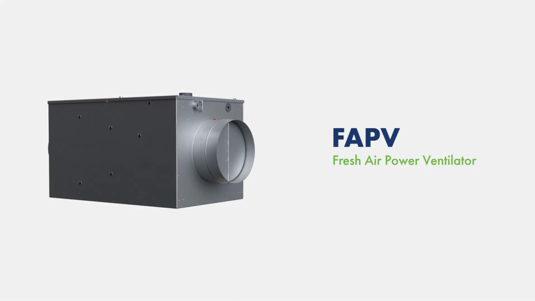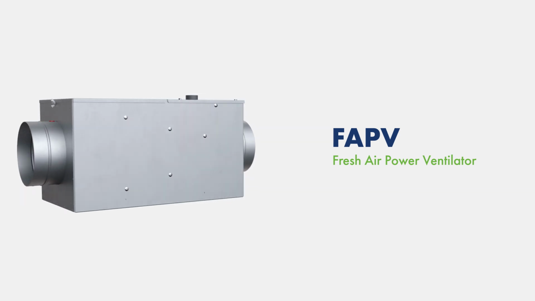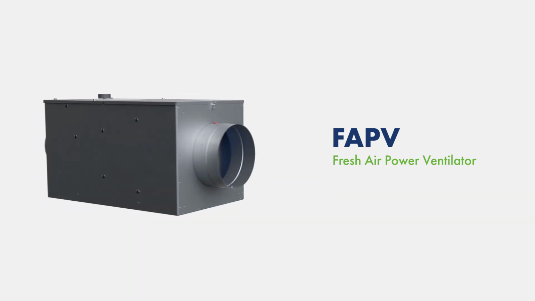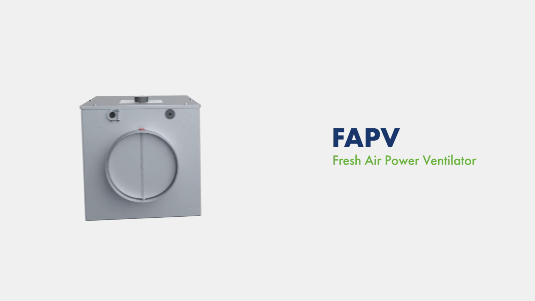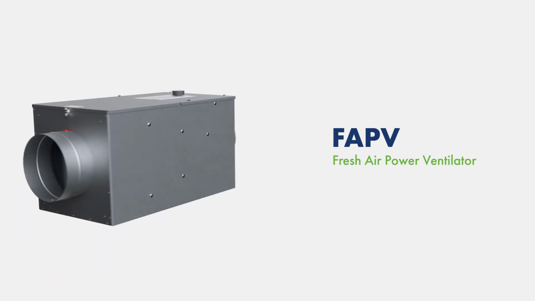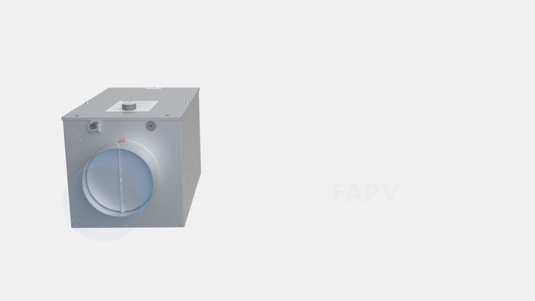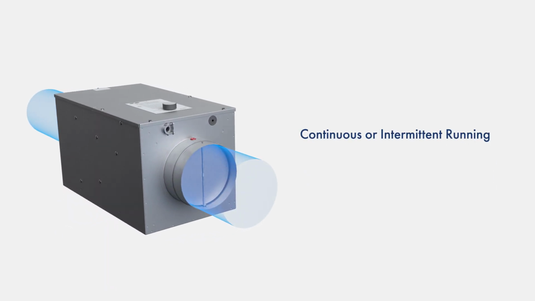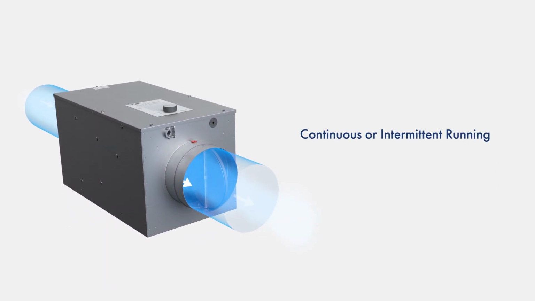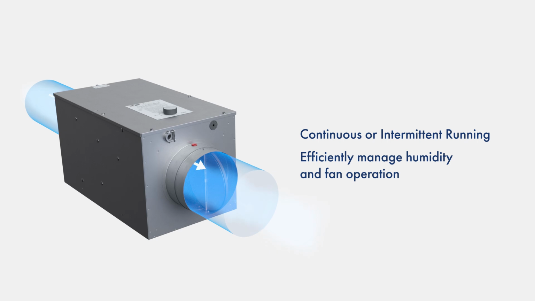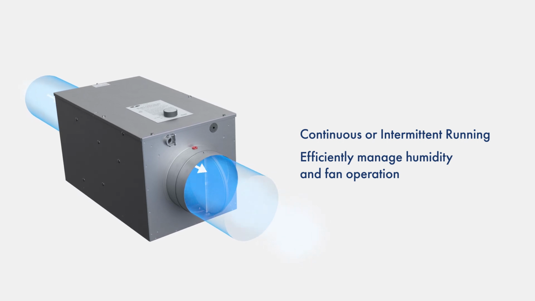Field Controls FAPV, or Fresh Air Power Ventilator, is designed to provide verifiable mechanical ventilation that meets the ASHRAE 62.2 residential ventilation standard. The FAPV can be configured to run continuously or intermittently to efficiently manage humidity and fan operation.